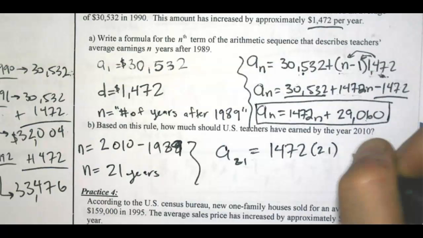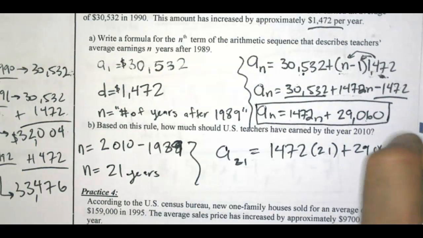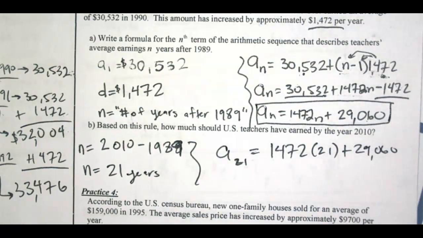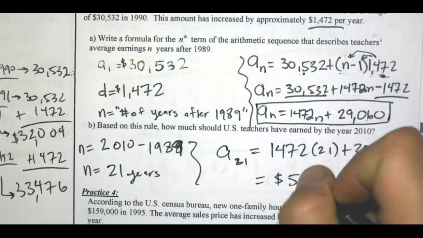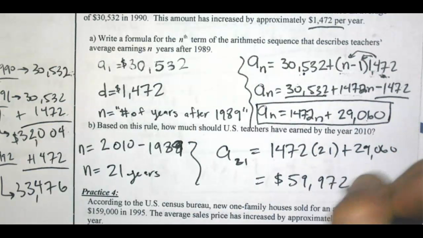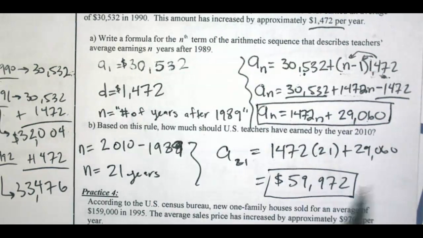1,472 times 21 plus 29,060, and then you should get a final answer on this one that in 2010 teachers made about $59,972. Again, I just use a calculator. Multiply, then add.